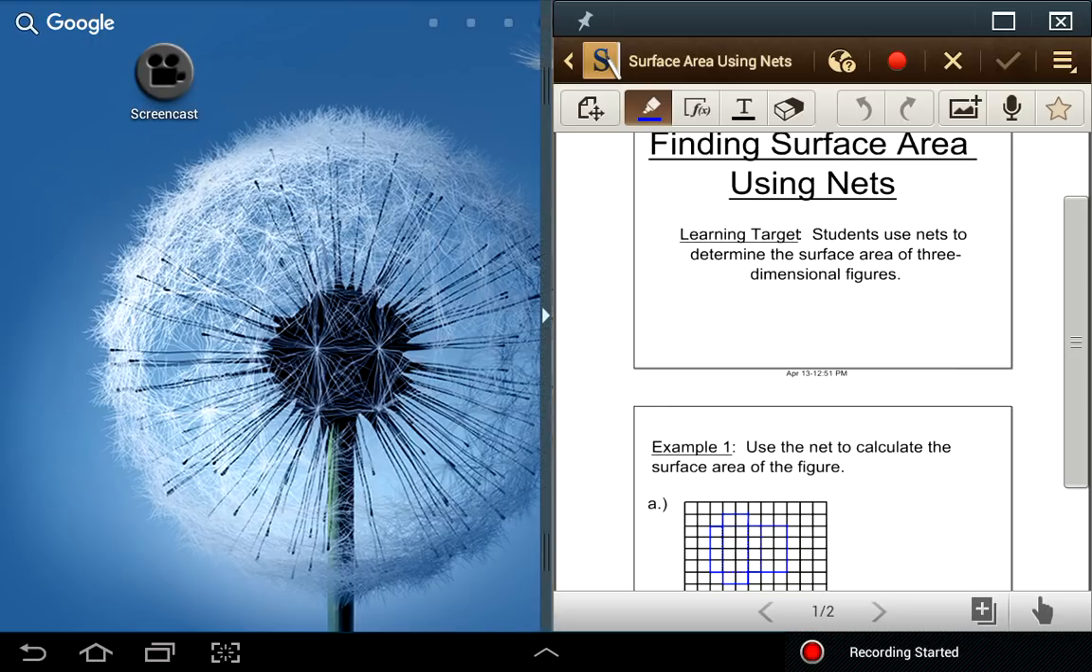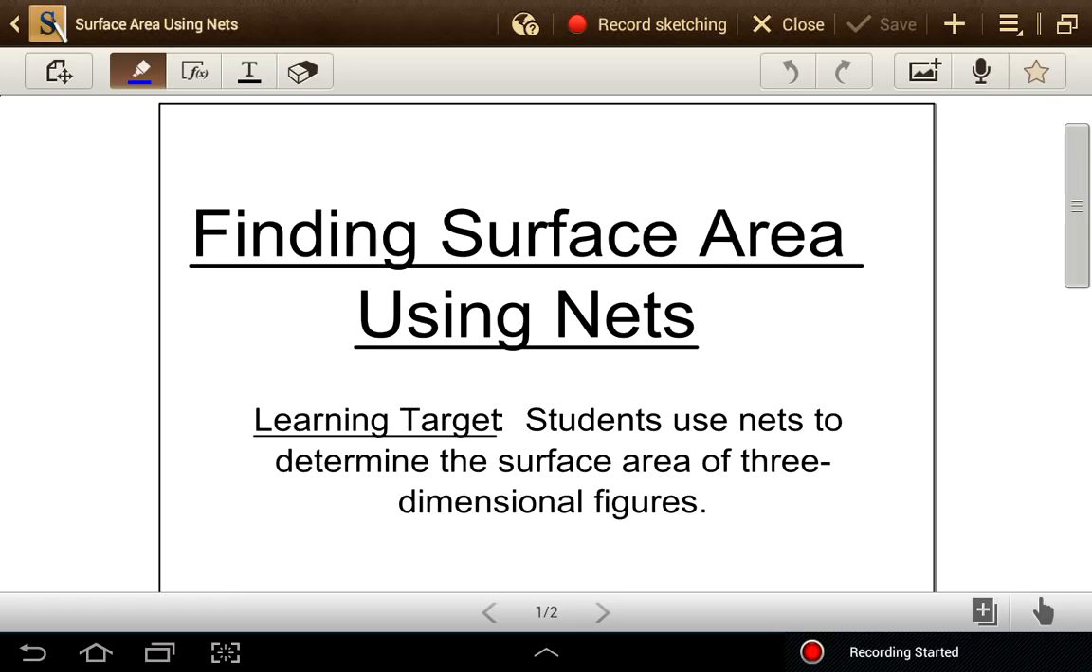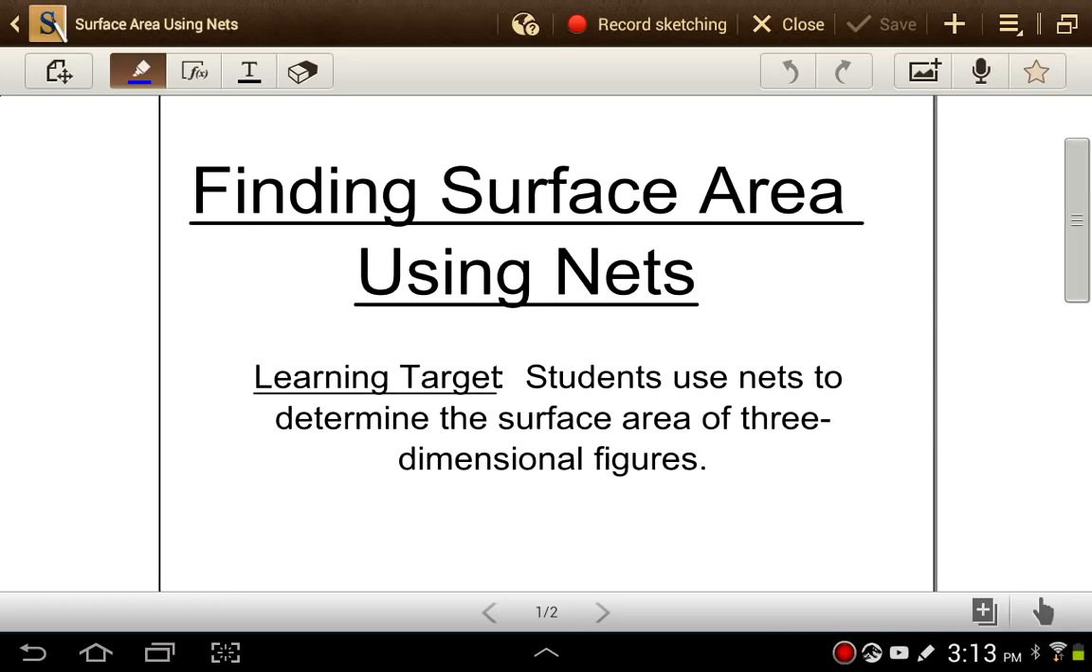Okay, here's our video on finding surface area using nets. Our learning target is students use nets to determine the surface area of three-dimensional figures. Okay, so we're going to just have pictures of nets, and you're going to try to find the surface area of what it would be if we made the three-dimensional shape.